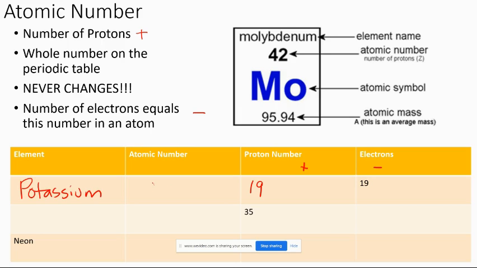And potassium's atomic number is 19 because that is its number of protons. All right, number 35 for the proton number. How many electrons am I going to have? 35. What's its atomic number? 35. What element is it? Bromine.